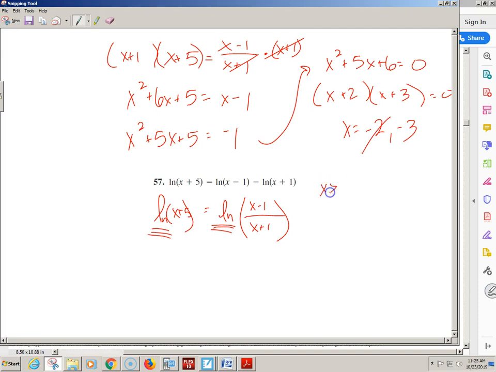Just check it. X does have to be greater than -5 for that, but X has to be greater than 1 for that, and X has to be greater than negative... I need all my X's to be bigger than 1 to work for all three. Oof.